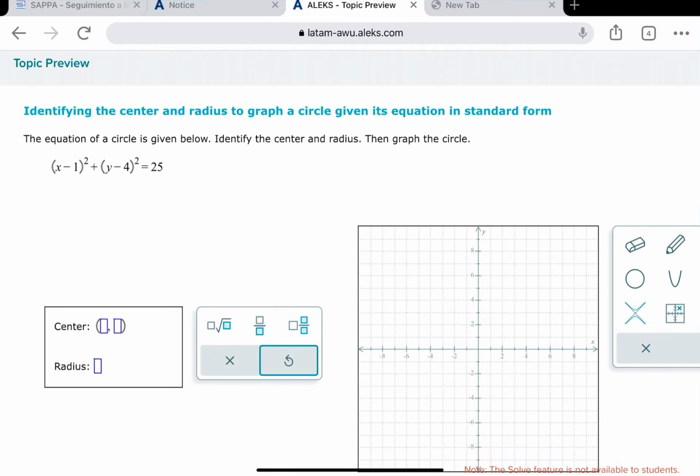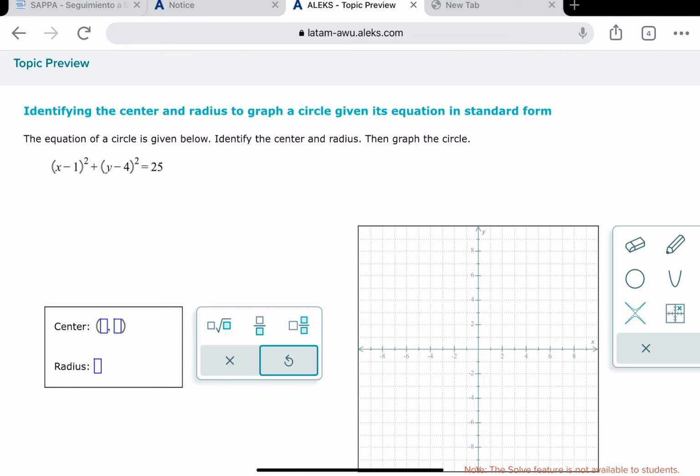All right. For the first topic of this module, circumference, we have the following problem, which is identifying the center and radius to graph a circle given its equation in standard form. We are told that the equation of a circle is given below. Identify the center and the radius, then graph the circle. And we have this equation: (x minus 1) squared plus (y minus 4) squared equals 25.